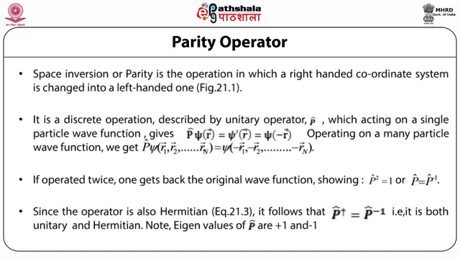That is, the parity operator is both Hermitian as well as unitary, because the property that P is equal to P inverse is the property of an operator to be unitary. And so from this relation, that P dagger is equal to P inverse, one can say that the eigenvalues of the operator P are either +1 or -1.